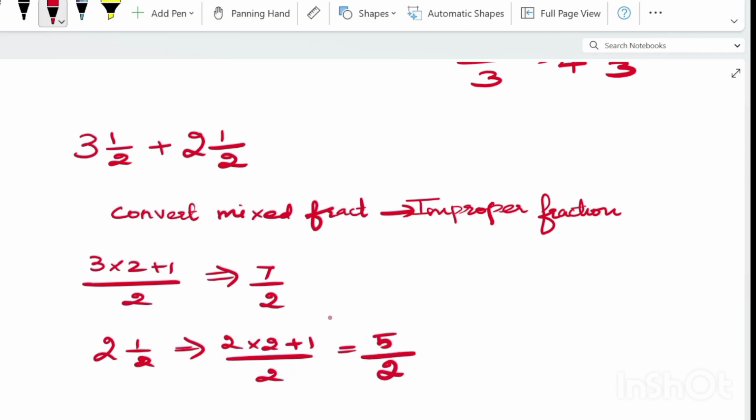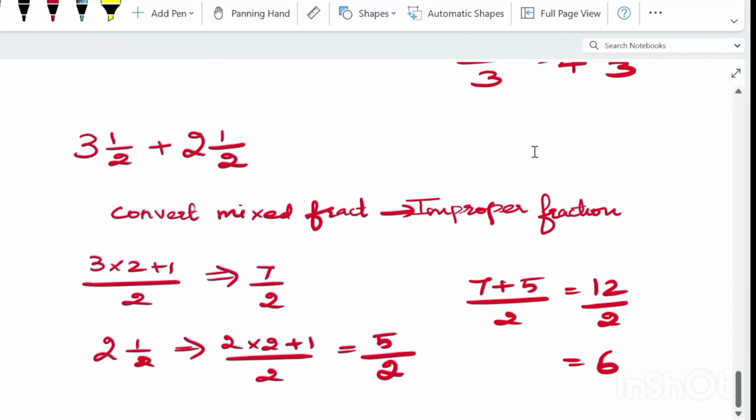Okay, so luckily these two have turned out to be like fractions. So what you can do is just directly add them, like 7 plus 5 by 2, which is equal to 12 by 2. Further simplifying, you will be getting 6. Okay, so the answer is 6. Now we'll see another example of adding mixed fractions where the denominators come out to be different.